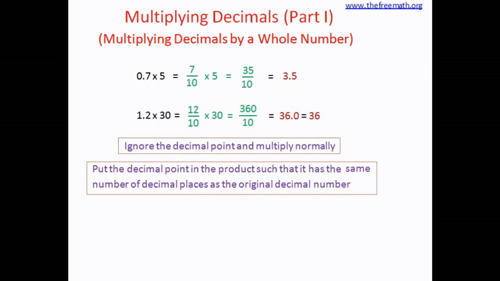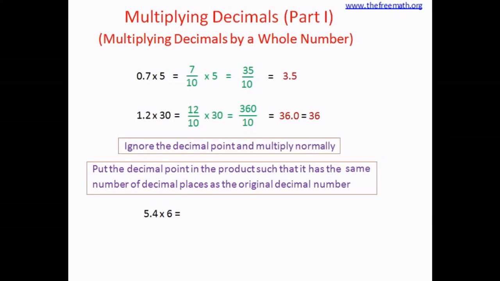So if we use these rules, then we can multiply any decimal by any whole number. Every time we do not need to convert this to a fraction and then multiply and then convert it back to a decimal number. We don't need to do that. So let's look at the next example.